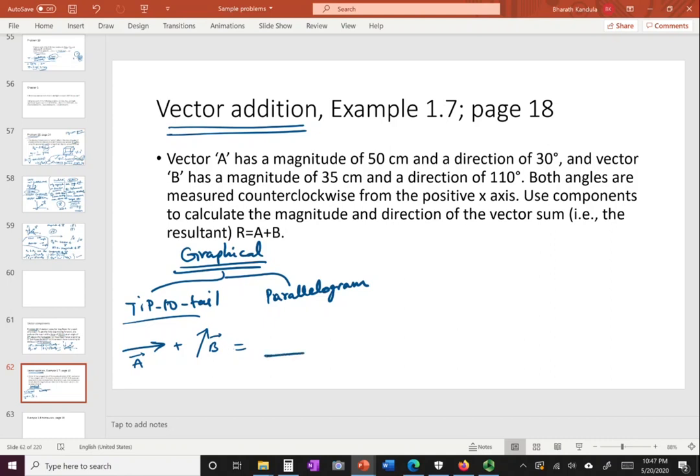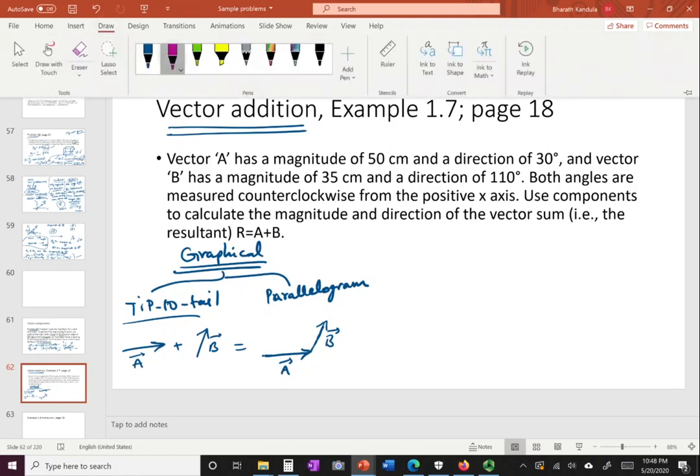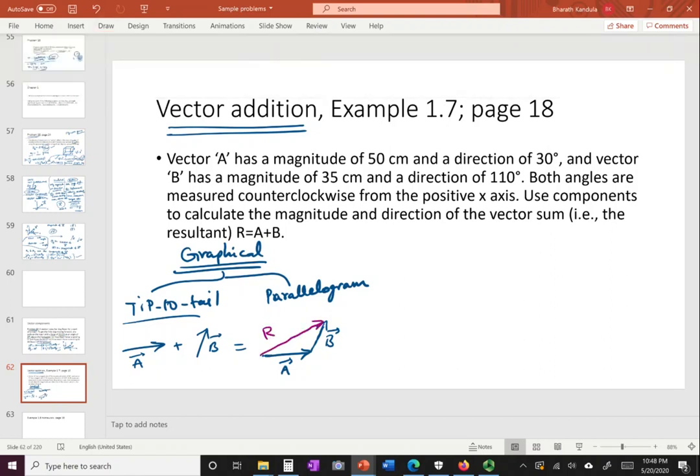So let's take vector A and join the tail of the second vector to the tip of the first vector. So this is vector B here. Understand? So tip going to the tail. Now from the tail of the first vector, if you draw a line, that will be the resultant. Understand? So this is the resultant vector, which is equal to A plus B. Very simple method, that's the tip to tail procedure.